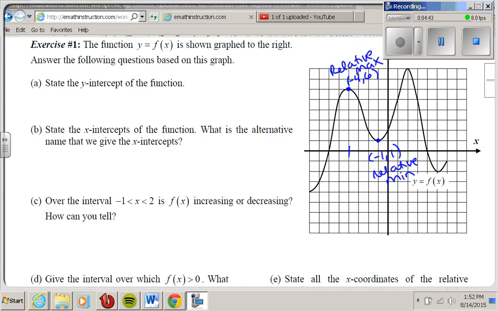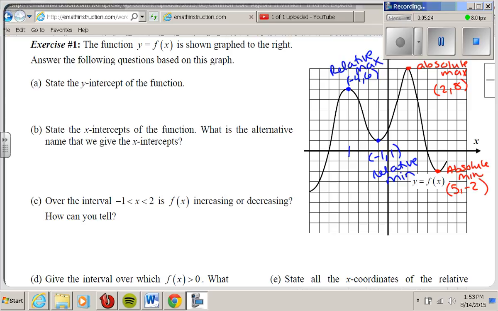Now the ones that were the highest or the lowest, those are your absolute maximum and your absolute minimum. So your absolute maximum is this value here, which is 2, 8, and your absolute minimum is going to be the coordinate point 5, -2. Please make sure you write that under E and F.